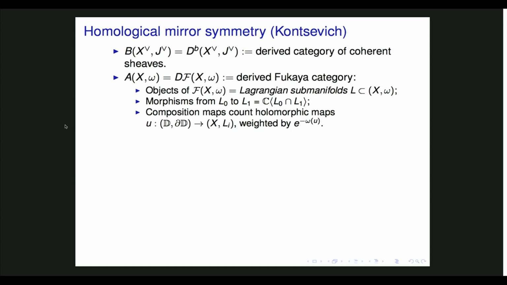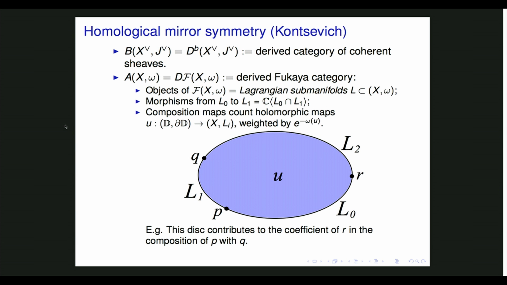Its objects are certain submanifolds of X called Lagrangian submanifolds. So these are half-dimensional submanifolds on which the symplectic form omega vanishes. The morphisms are a complex vector space spanned by intersection points between Lagrangians. And the composition maps count holomorphic maps into X with boundary on Lagrangians weighted by the same factor that we saw for the Gromov-Witten invariants, e to the minus omega of u.